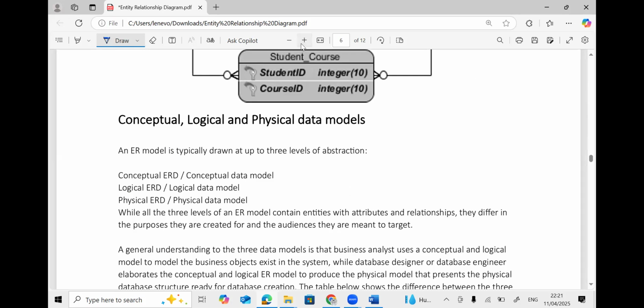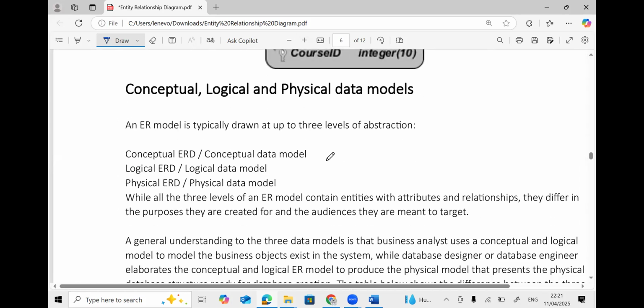Let's carry forward. We have conceptual, logical, and physical data models. Technically, in your syllabus mostly conceptual comes up. So if not mentioned, you have to assume that it's conceptual. If they say logical, then make logical. We will talk about what the difference between these three is.